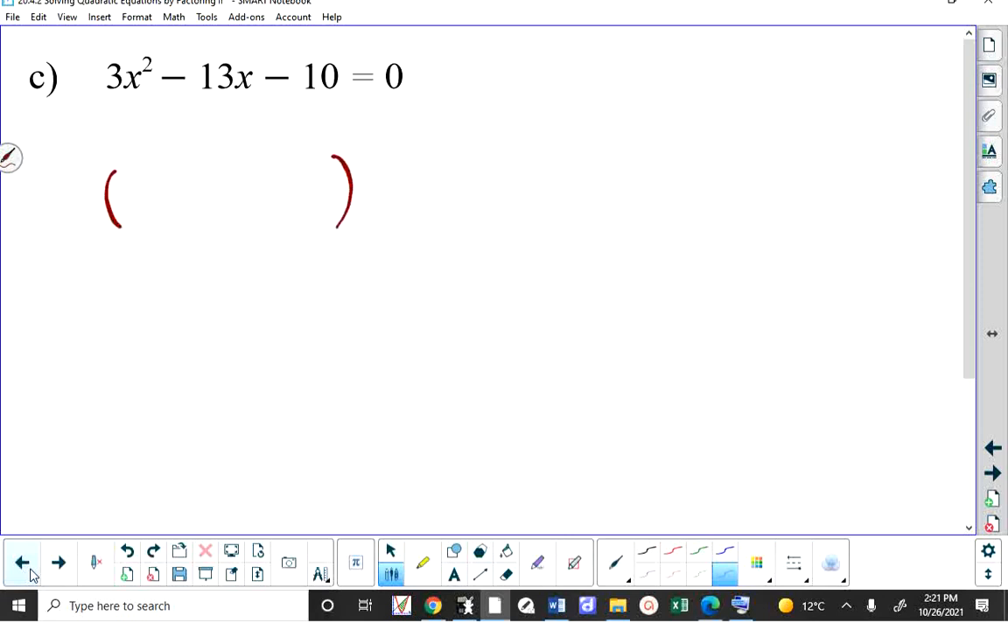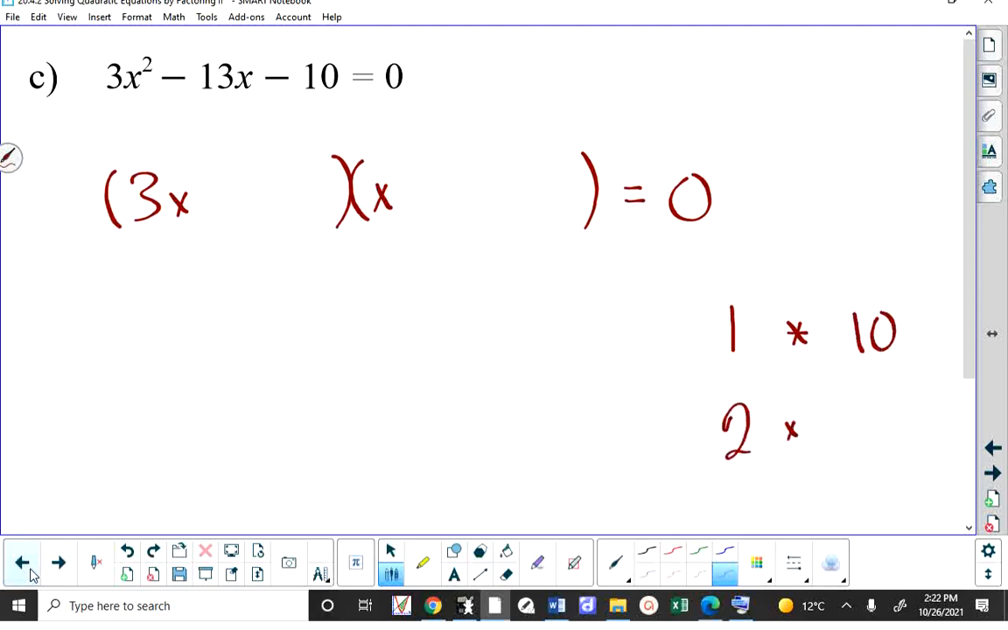So we put our two sets of brackets. Now this one is more tricky than A and B because there's some negatives involved. But it doesn't change the fact that we need to write 3x and x in the first two available openings because those are the only two options that will multiply to give 3x squared. When it comes to the 10, I don't care about the negatives. We'll work out the negatives later. In terms of 10, what are some numbers that multiply to give 10? 1 times 10, 2 times 5.